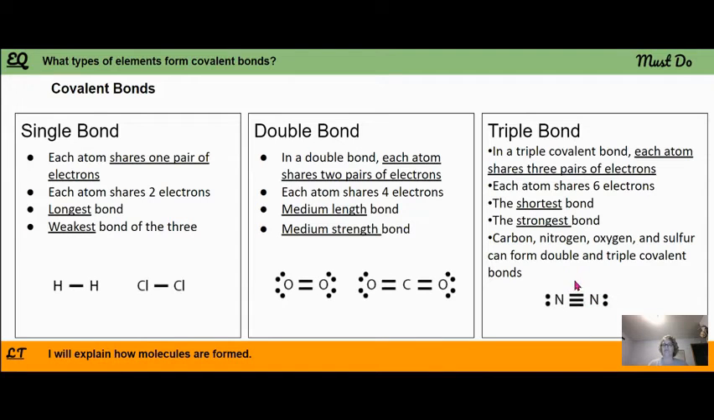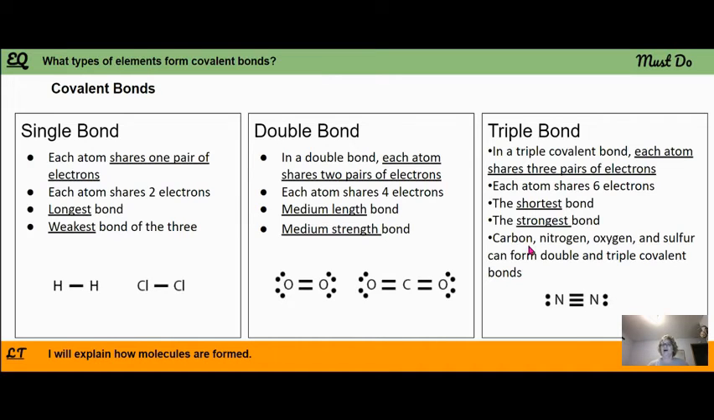Remember, each line denotes a bond, and that bond has two electrons to it. So in this bond, I have 2, 4, 6. So I have six electrons in this bond. These are the shortest bonds, so it pulls the two elements together very closely. It's also the strongest. It's really hard to break these apart.